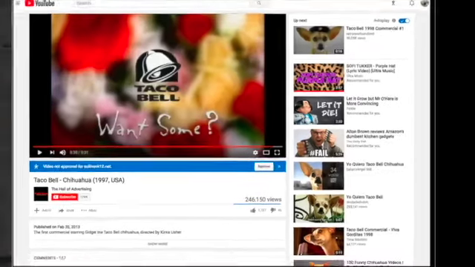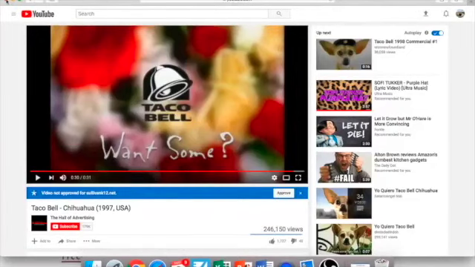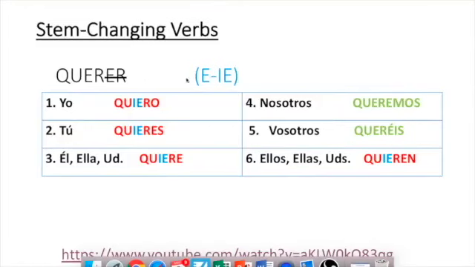So this guy in his Taco Bell is very impressed by this Chihuahua that can speak in Spanish. So again, instead of saying quero, he said yo quiero Taco Bell. I want some Taco Bell. Yo quiero Taco Bell.